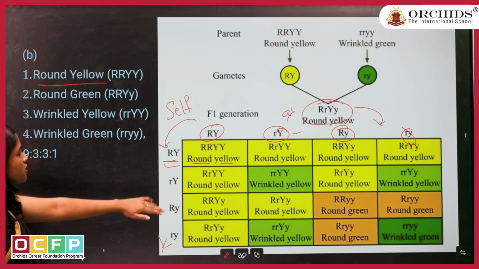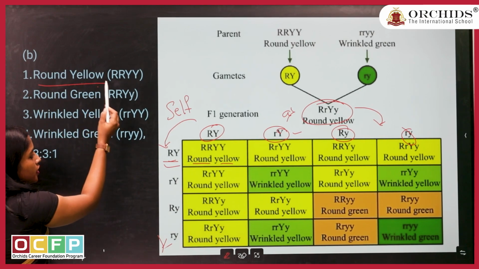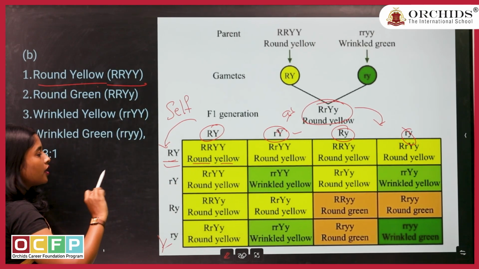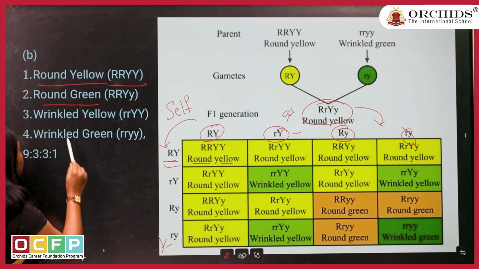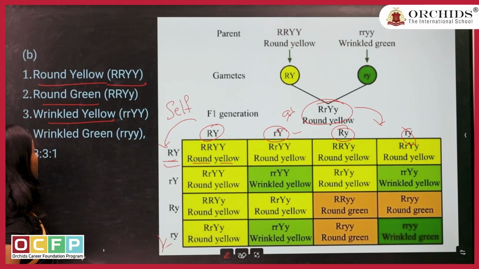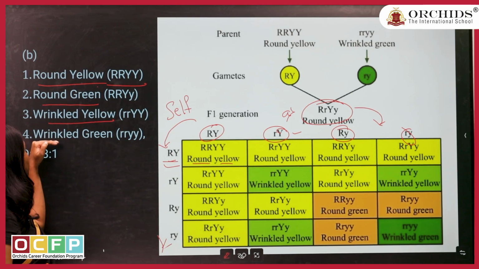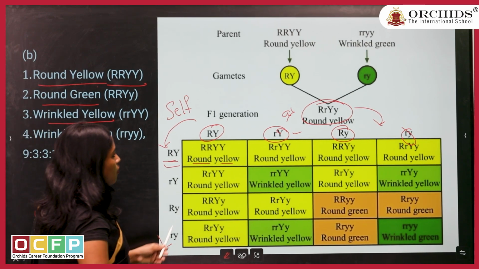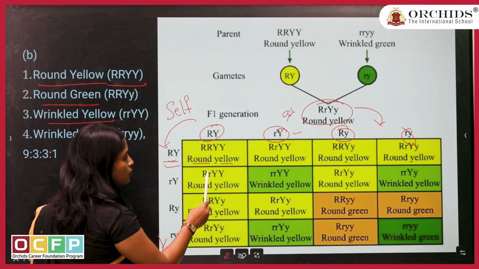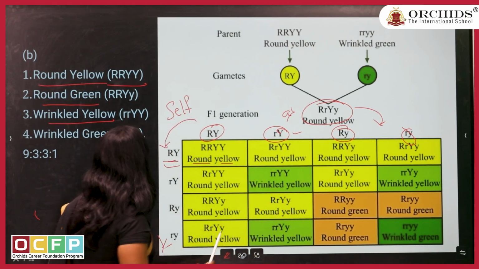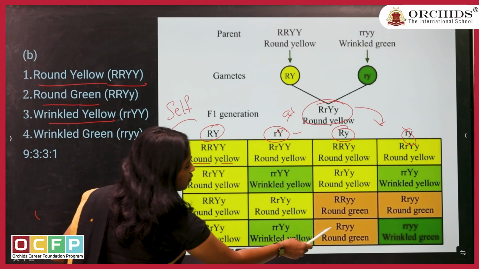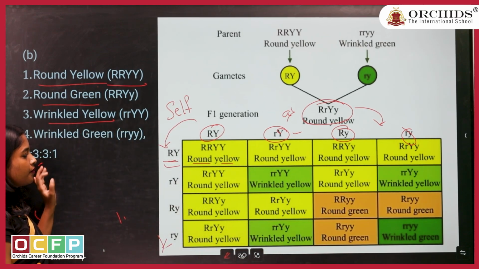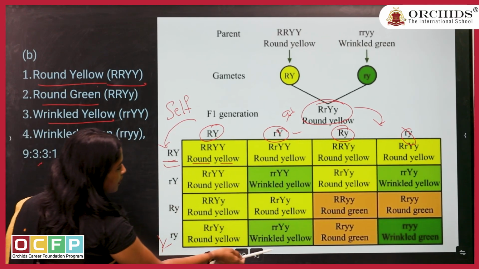So according to this tabular column, we get round and yellow and round and green. You can find round and green. We will get round and yellow, wrinkled and yellow, then wrinkled and green. So count how many round yellow you got. 1, 2, 3, 4, 5, 6, 7, 8, 9. So 9. So next round and green. 1, 2, 3. So 3. Next is wrinkled yellow.